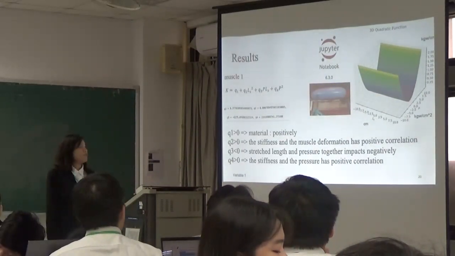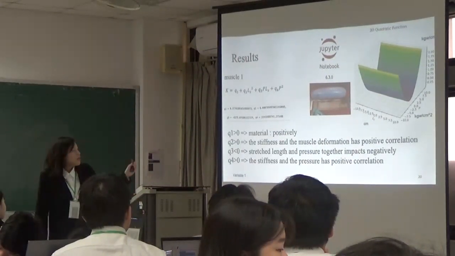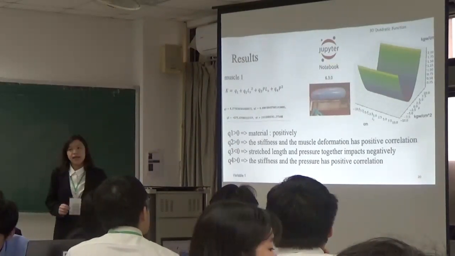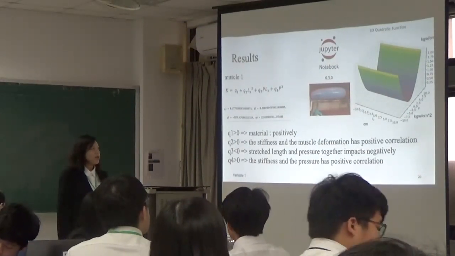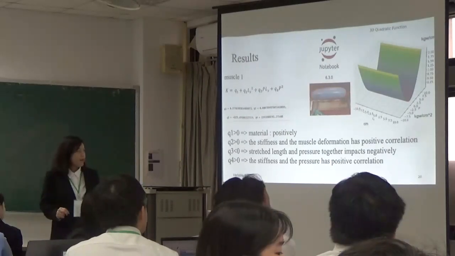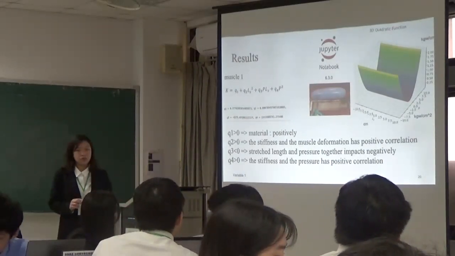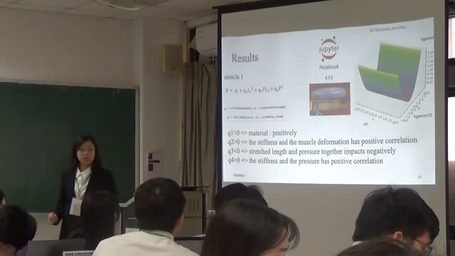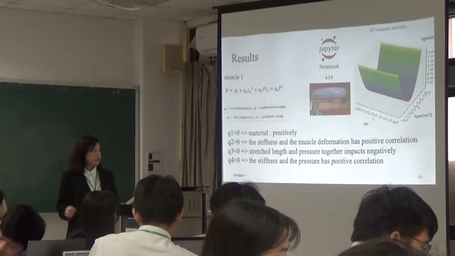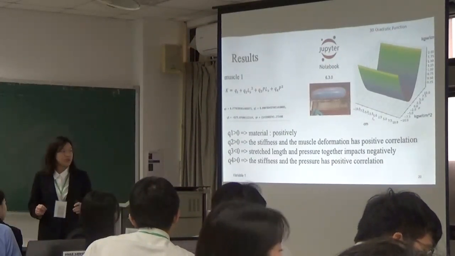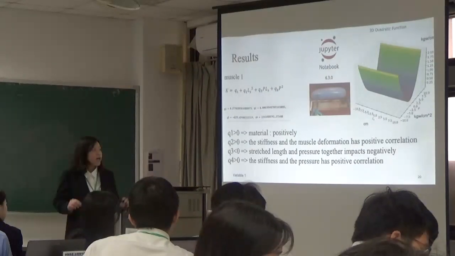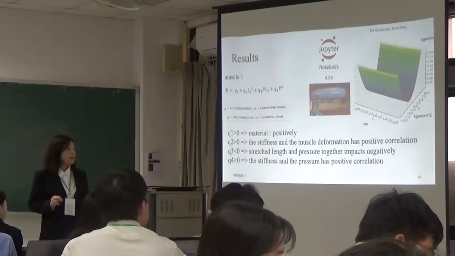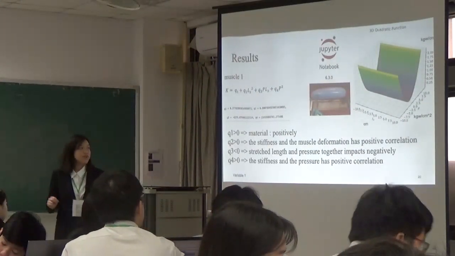This is the result of muscle 1. As you can see, the Q1 is bigger than 0, meaning that the material impacts positively. And Q2 is also bigger than 0, meaning that the stiffness and the muscle deformation have a positive correlation. And Q3 is smaller than 0, meaning that the stretched length and the pressure together impact negatively. And Q4 is bigger than 0, meaning that the stiffness and the pressure have a positive correlation.